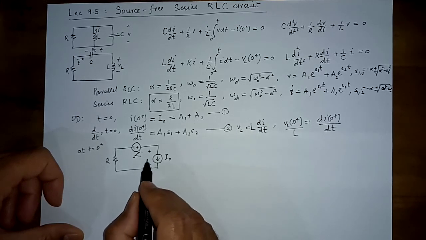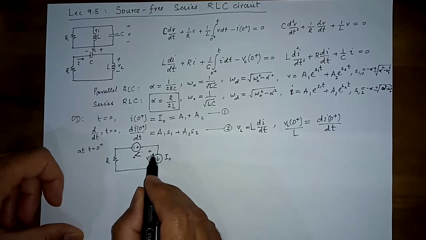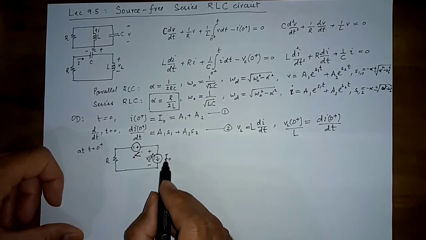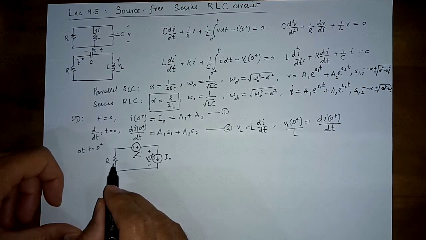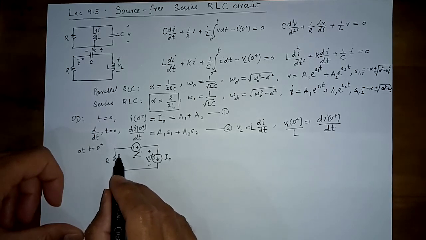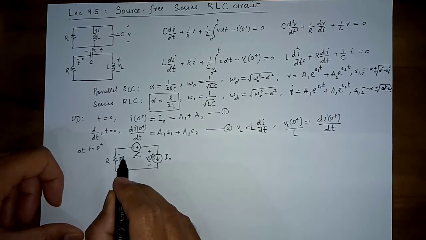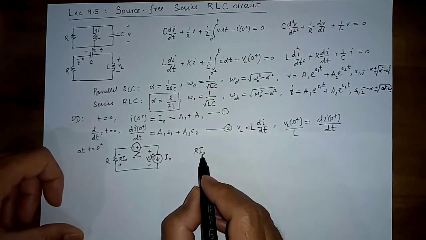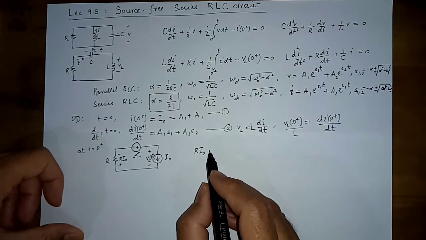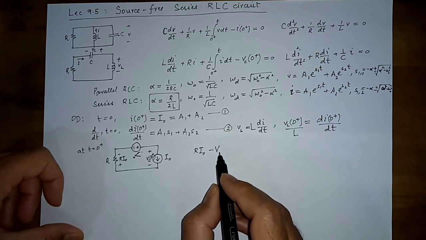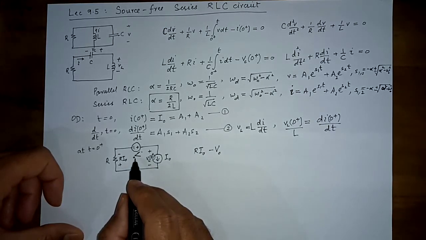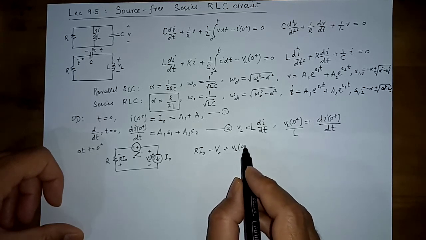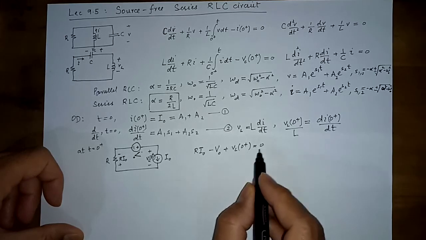Then this voltage VL at 0 plus is to be found. So if we apply KVL here, in the direction of this current, the voltage across R would be R into I0. So we get R into I0, the voltage across R, minus V0, the initial voltage across the capacitor, plus VL at 0 plus equal to 0.